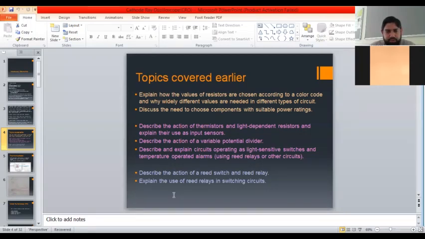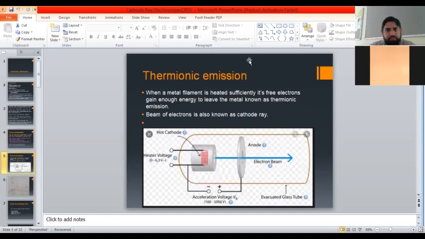So what we will be discussing now in this chapter is the cathode ray oscilloscope, thermionic emission, and using the CRO as a multimeter, as a voltmeter for AC and DC. We will also be discussing the capacitor as a component, and rectification. Okay. So first of all, we have thermionic emission.